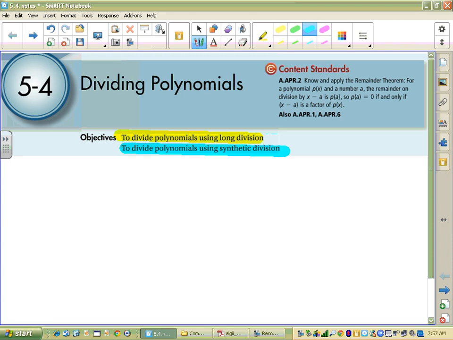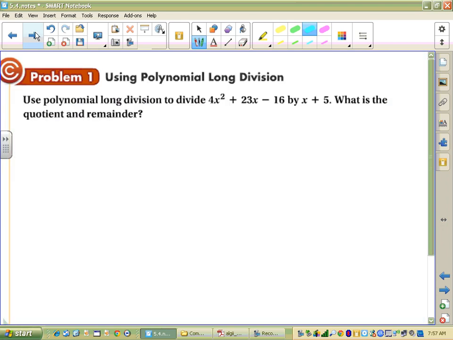And like I said, we're going to start off with an example of each. It might not make much sense, so for the first few, just kind of sit back and watch and see what happens. So this says use polynomial long division to divide this. Now, when we say long division, what we mean is this technique.